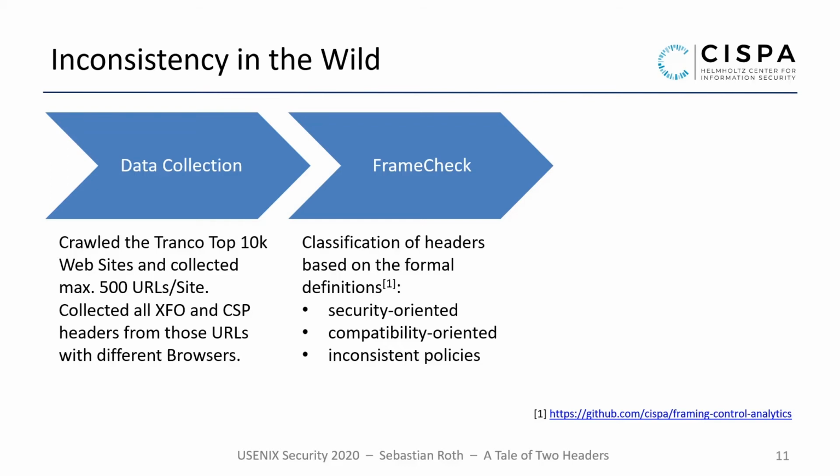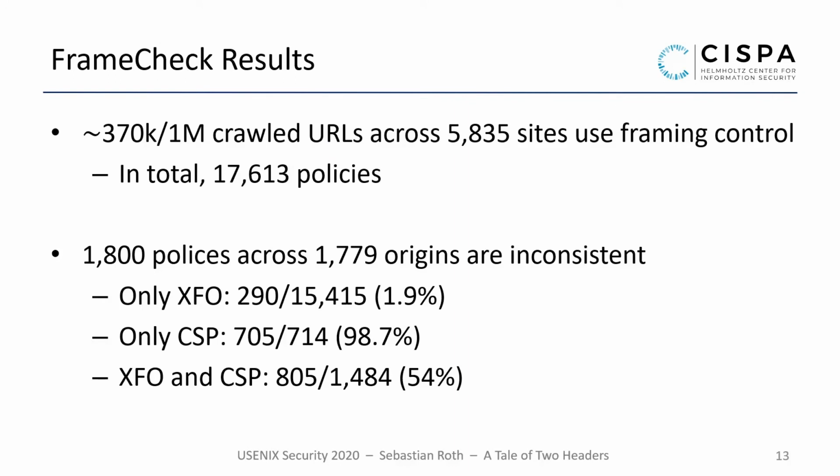look at those numbers. Our crawler visited a total of approximately 1 million URLs, out of which a little over a third had some form of framing control. We then aggregated the different policies on origin basis. For example, if all pages under a given origin have the same X-Frame-Options header, we only count that once. This leads to 70,000 policies in total.